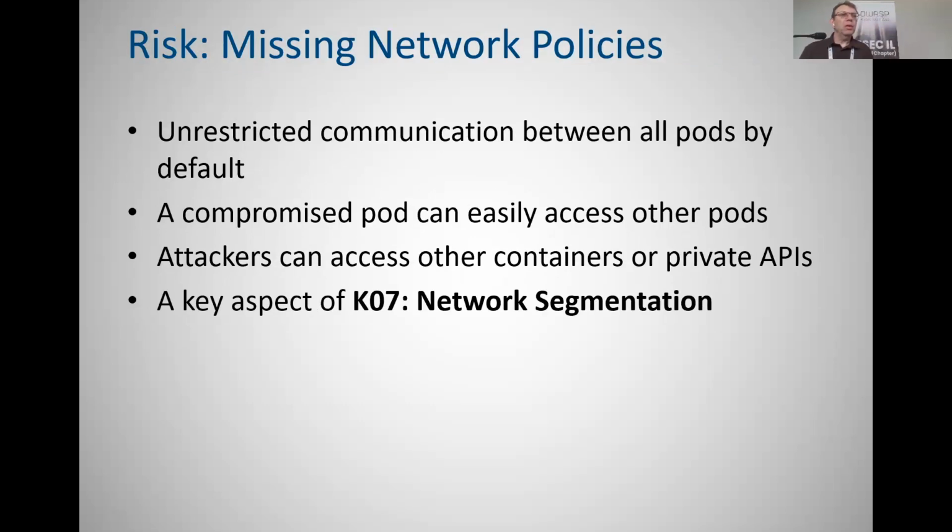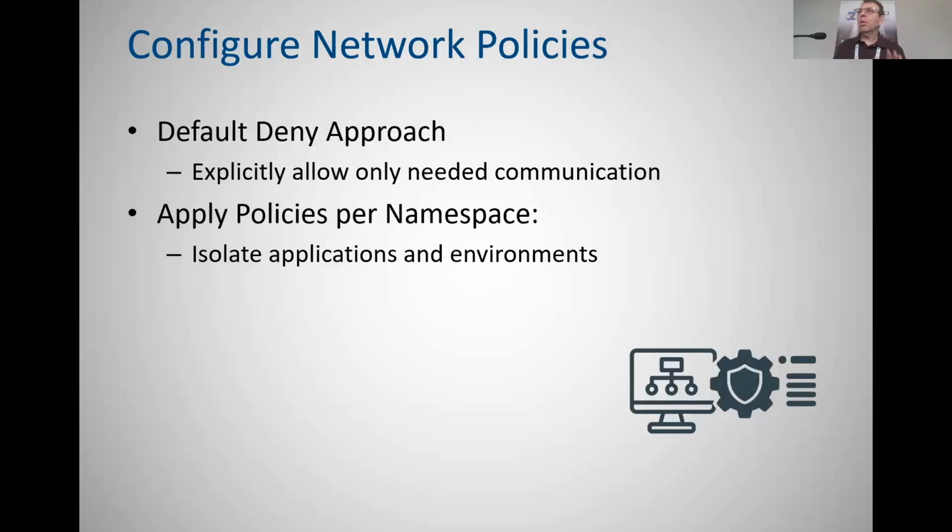Additional interesting fact. Do you know that when you deploy Kubernetes, by default, it allows communication from any pod to any other pod? Okay, what's the risk? If an attacker compromises any pod, he will be able to access all pods in your cluster. So the attacker will be able to access other containers or private APIs, and it's a key aspect of network segmentation. If you configure network policy and ensure that only needed communication is allowed in your cluster, then you will mitigate this risk. Also, apply policies per namespace. For example, isolate the test environment from the production environment via these policies. So this will mitigate your risk.